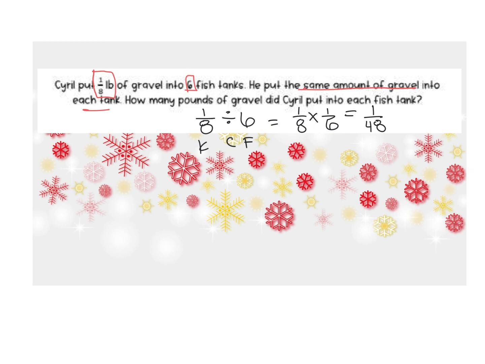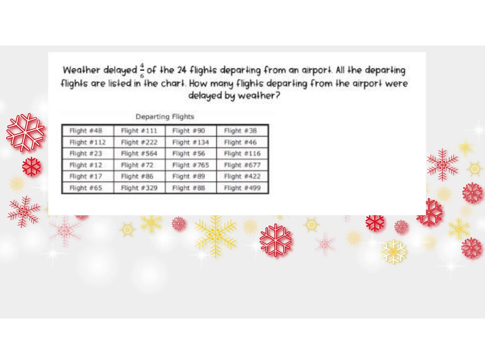All right, so let's get to the most challenging question on our notes. Weather delayed 4/6 of 24 flights departing from an airport. So we're doing departing. That means they're leaving. Okay. All the departing flights are listed in the chart. How many flights departing from the airport were delayed by weather? How many were delayed by weather?